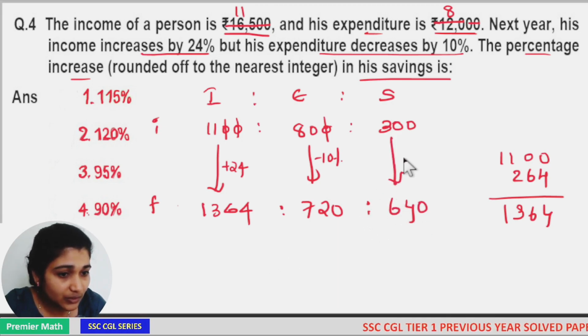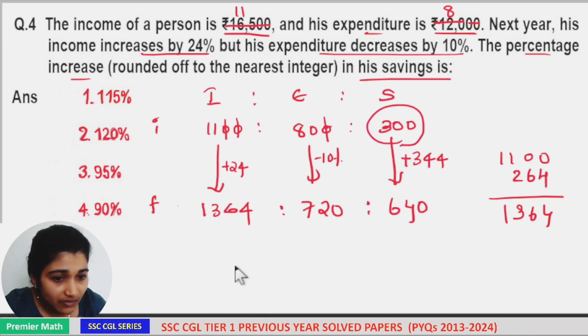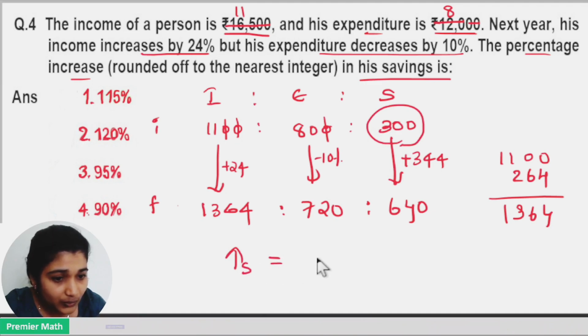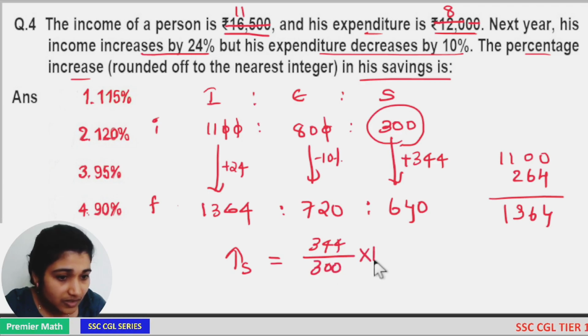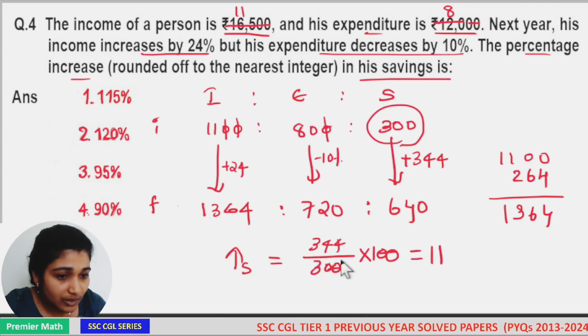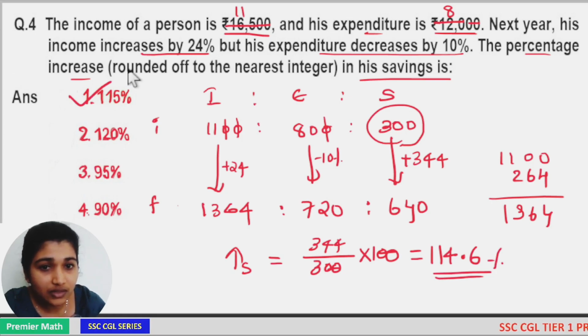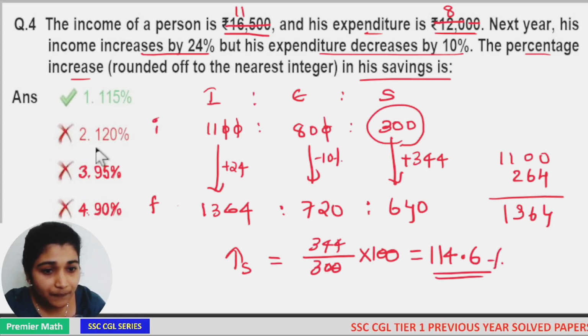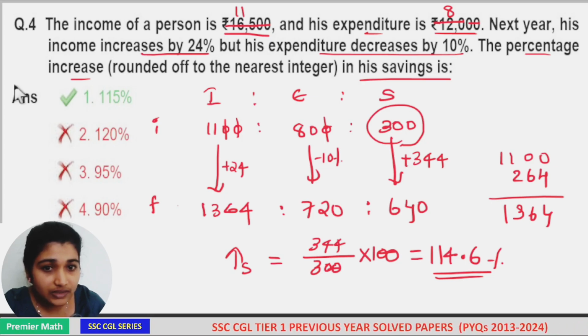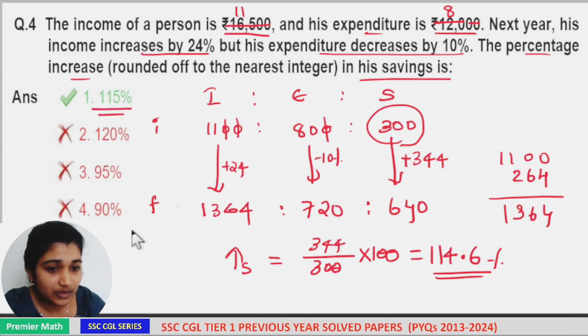Then increment here is equal to 344 rupees out of this initial 300 rupees savings. So increment in savings is equal to 344 rupees increment from this 300 initial savings into 100. 0, 0 cancel. 3 goes 1 time in 3, 1 time in 4, and 4 times in 12, remaining 20. So 3 goes 6 times in 20. 114.6 percentage. Option 1 is your answer. Nearest value is 115 percentage. So increment in savings is equal to 115 percentage.